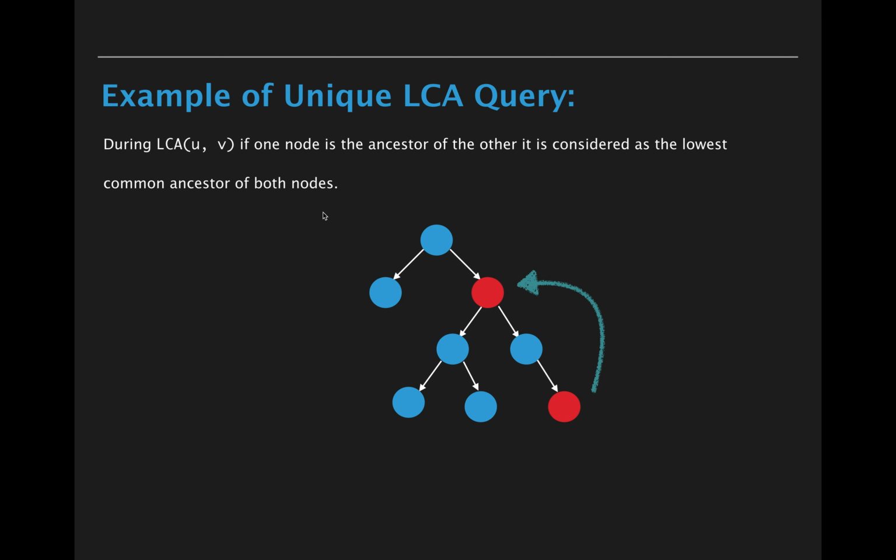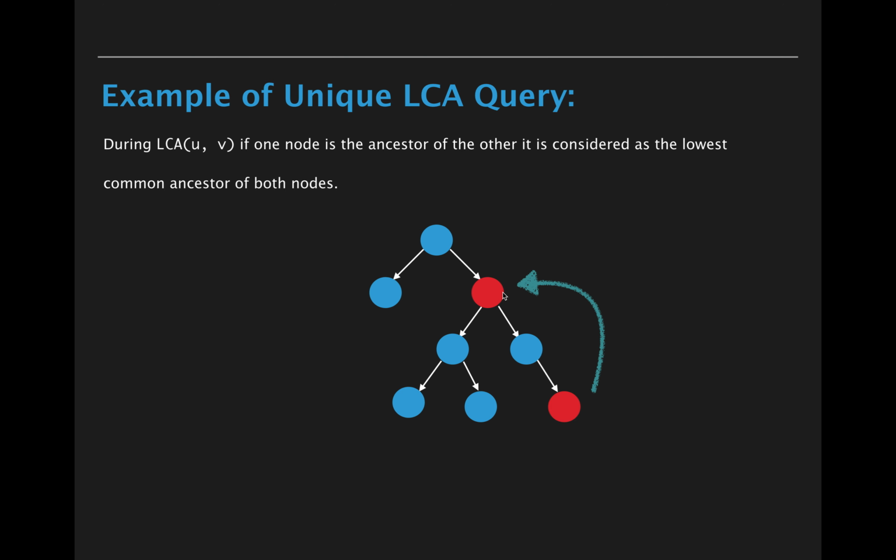Now we look at a slightly different example. It works differently. During the LCA of U and V, if one node is the ancestor of the other node, it is considered the lowest common ancestor of both nodes. For example, this node is actually on the ancestor path of this node. In that case, this node would become the lowest common ancestor of both nodes. So one thing we need to remember is a node can be an ancestor of itself, and this node exists on the ancestor path of this node.